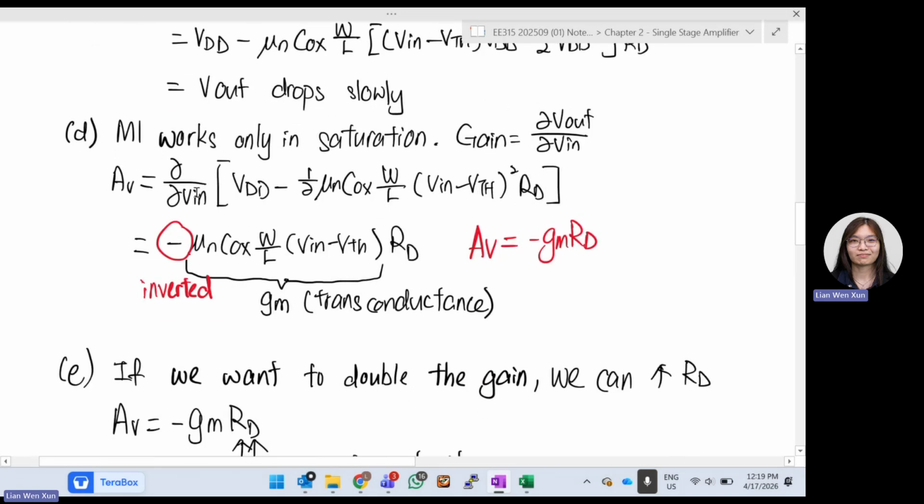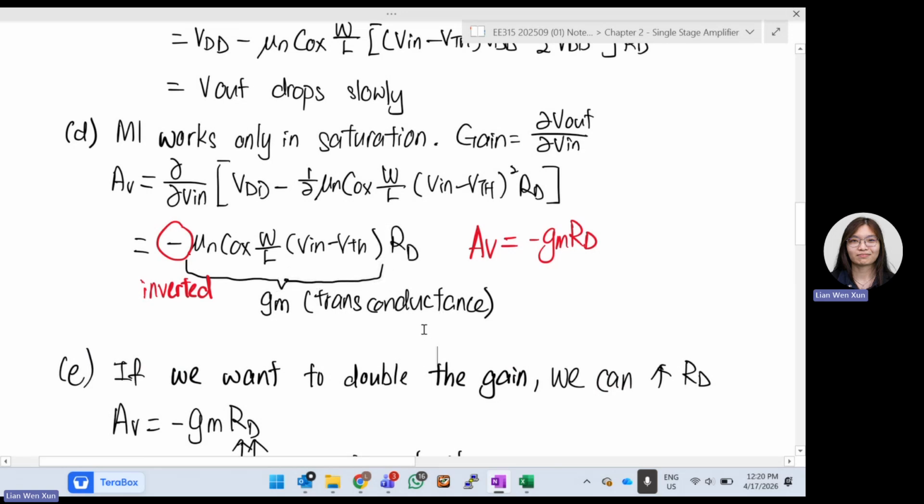So if we differentiate this whole equation with V in, you will get negative mu nCox W over L, V in minus VTH, times RD. The negative term is very important because this is VDD minus something, so that's why we have one negative after we differentiate it. So in the end, you get your gain to be negative mu nCox W over L, V in minus VTH, times RD.